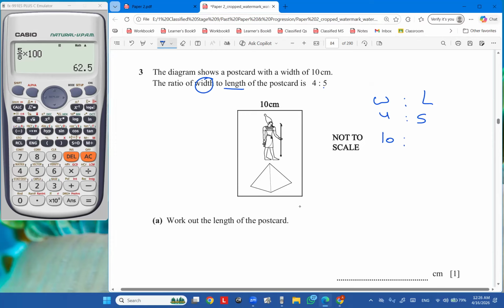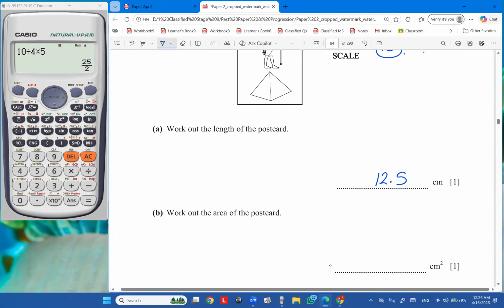Length is the long one. Okay, so length is always the long one. So we need to find here the length. Work out the length of the postcard. You can just do simply 10 divided by 4, and then you multiply it by 5. So 10 divided by 4, then you multiply it by 5, is going to give you 12.5 centimeters.